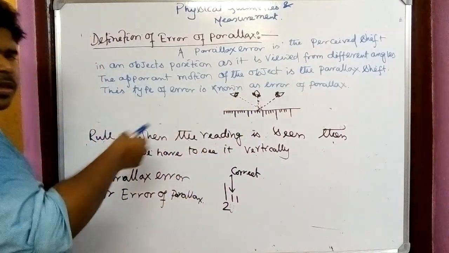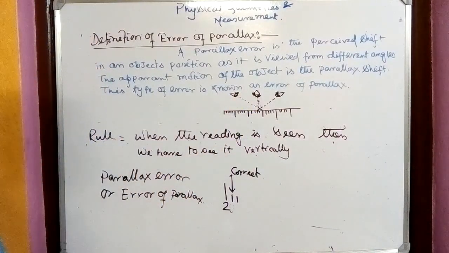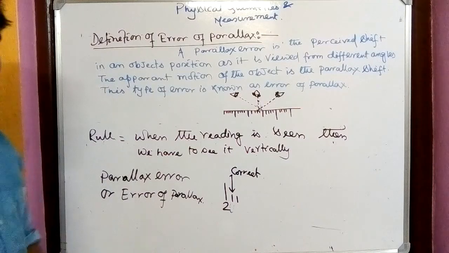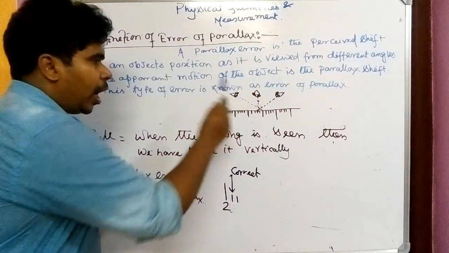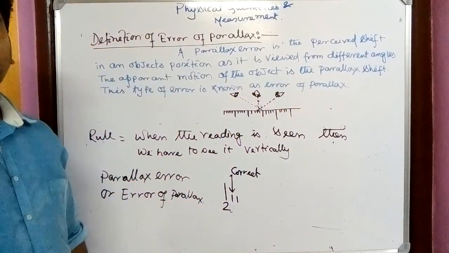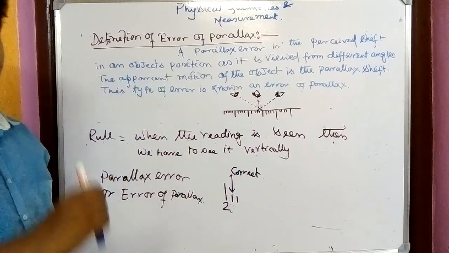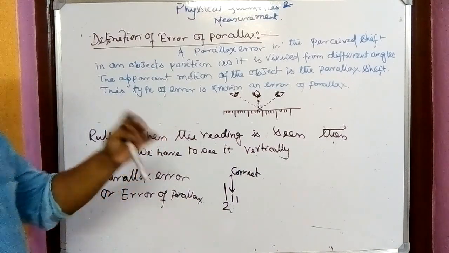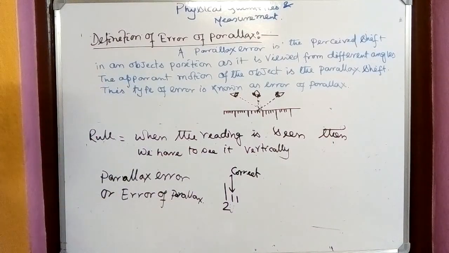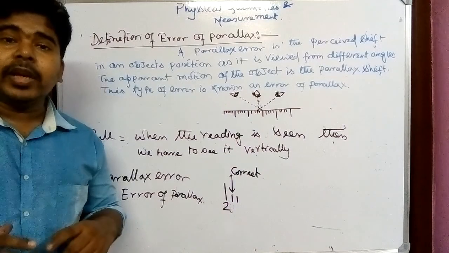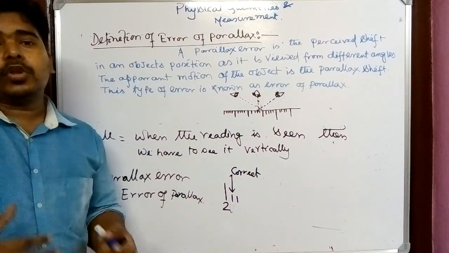Okay, that shift is known as error of parallax. So whenever we have to measure anything with the help of scale, our eye should be vertically downward, or vertically in line with the reading, so that our reading is correct. The question may be asked: what do you mean by error of parallax and how can it be solved?